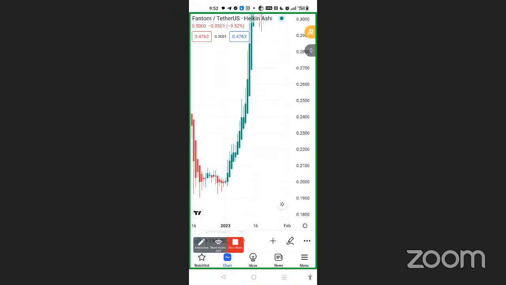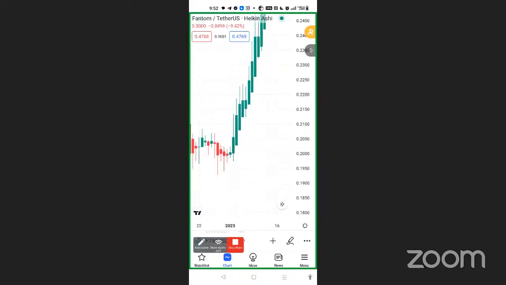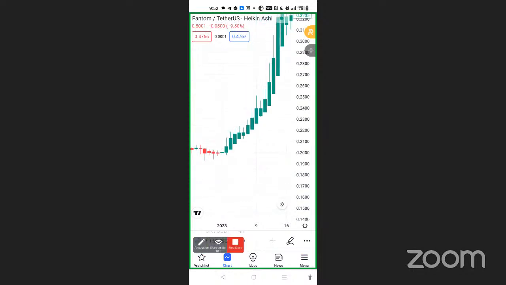For example, ladies and gentlemen, on my screen here, this forms a green candle and then afterwards forms a red candle. It forms a green candle and thereafter forms a green candle. This confirms that this is going to be an upward trend. And basically, if you just look at this, this is one day.